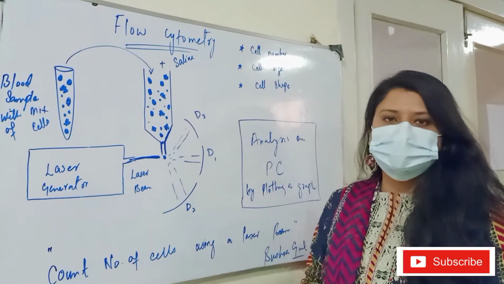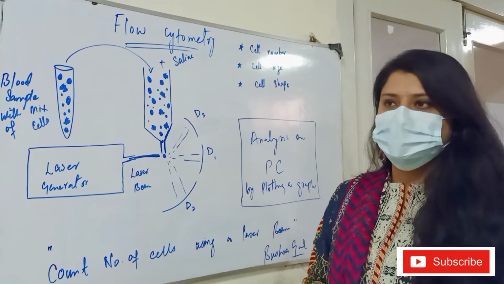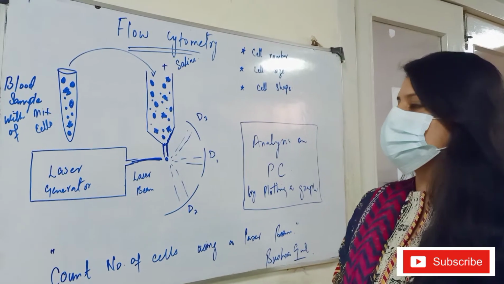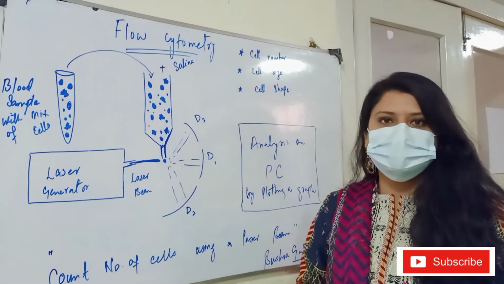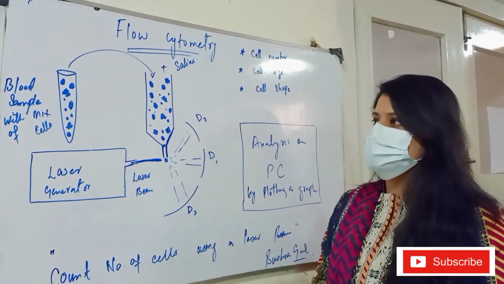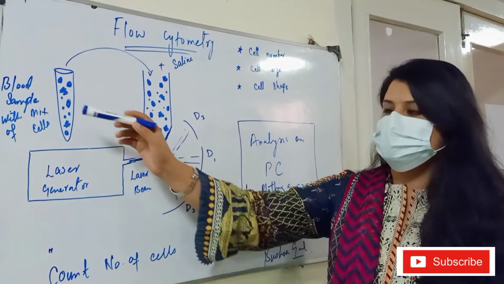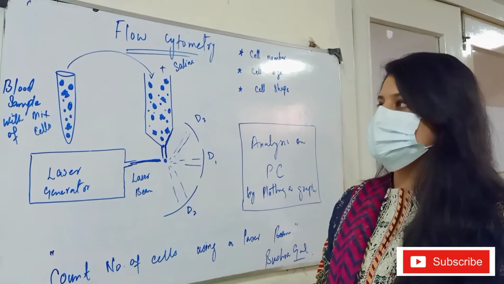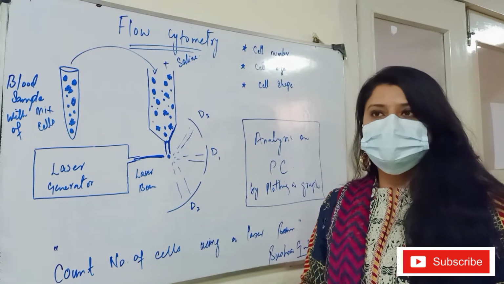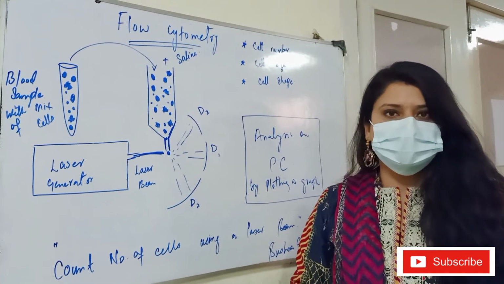Viewers, we are going to discuss flow cytometry today. Flow cytometry is the technique that is used to count the number of cells in a given mixture. For example, let's suppose we are talking about a blood sample. We know that a blood sample contains different types of cells, and these cells are of different size, shape and complexity.